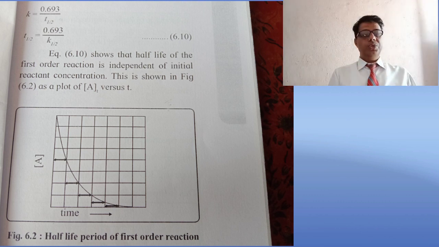This equation shows that the half-life of the first order reaction is independent of initial reactant concentration, and this is shown in your graph. Here the figure or graph is a plot of the concentration of A at time T versus time T. This shows the relation between half-life and the rate constant for the first order reaction, that is, the half-life of the first order reaction is independent of initial reactant concentration.